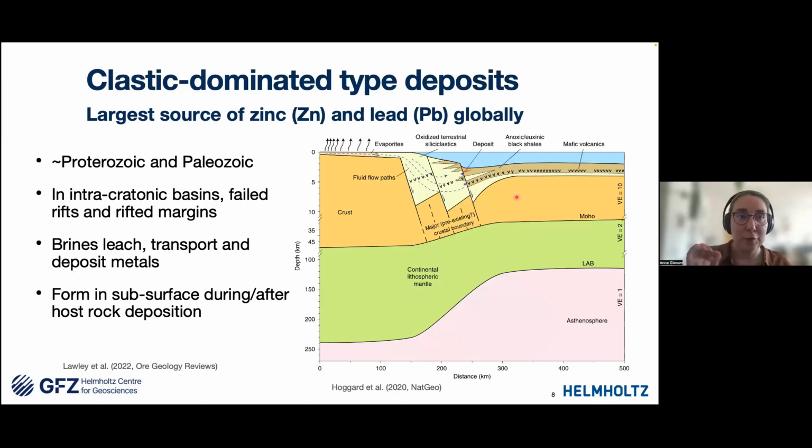So for abbreviation, I'll just say CD type deposits. They are the largest source of zinc and lead globally, and they formed a very long time ago during the Proterozoic and the Paleozoic by saline fluids that circulate through the sedimentary basins in the rift systems. They scour metals from the source rock deeper in the basin and then bring it up along faults that focus the fluids, and then the deposits are deposited during or after rock formation.